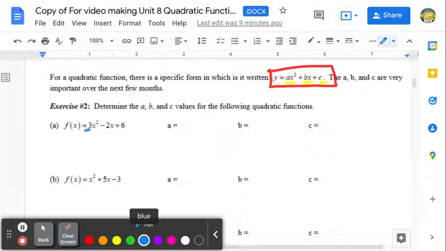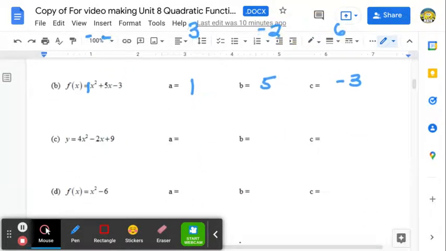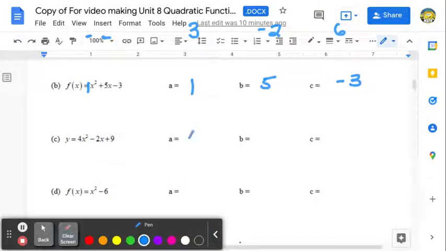So 3 is in front of the x squared, so our a is 3. It's not 3x squared, it's just a 3. B is negative 2. C is 6. For the next one, we have 1x squared plus 5x minus 3. A is 1. B is 5. C is negative 3. Okay, try letter C. Pause this, then check your work. A is 4. B is negative 2. C is 9.